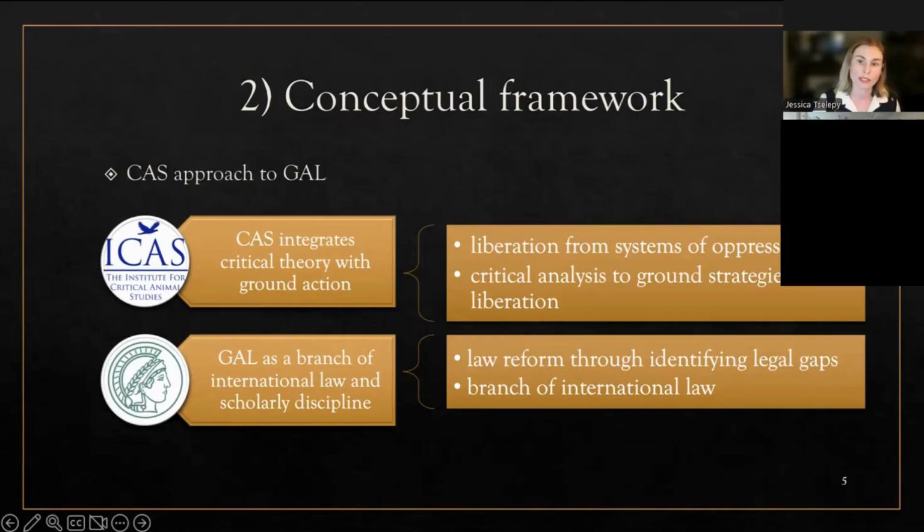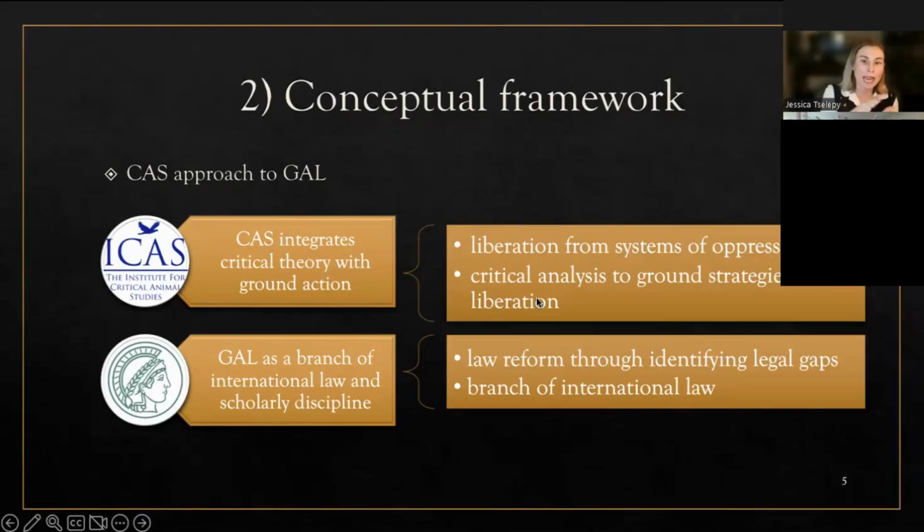Global animal law is a field that's technically more nascent than CAS, though the subject of protecting animals in global legal spaces precedes this term. But Anne Peters has identified a few general features of the field that she defines, including that, quote, it could stimulate law reform by identifying legal gaps, end quote, and that it should, quote, serve as a branch of international law and as a scholarly discipline, end quote. I employ GAL as a field that promotes law reform strategy that advances the interests of animals who are, for instance, internationally traded, a topic which both functions at the international level, but likewise demonstrates the widespread international dimensions of issues facing animals in the modern world.